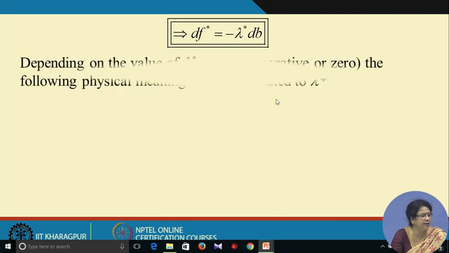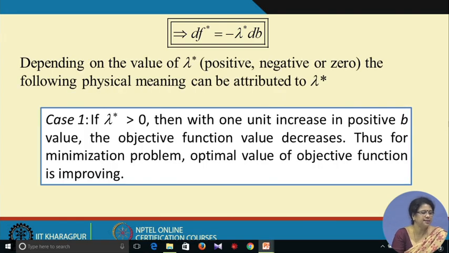Let me consider lambda star is positive. If lambda star is a positive value, then if I make a positive increase in b, what will happen? The objective functional value will decrease. How much will it decrease? It will decrease by an amount lambda star. If I change b by 1 unit, then f will decrease by lambda star units. Did you see the nice connection of the Lagrange multiplier here?